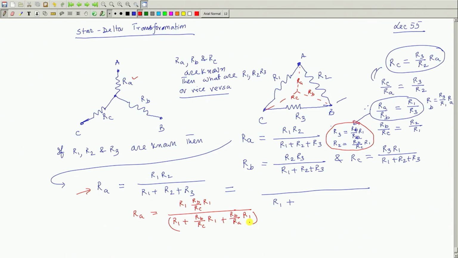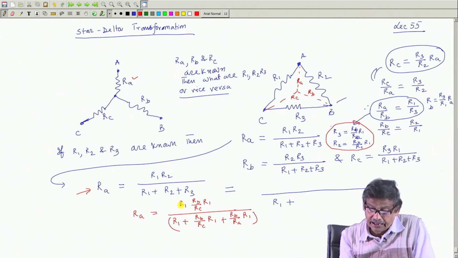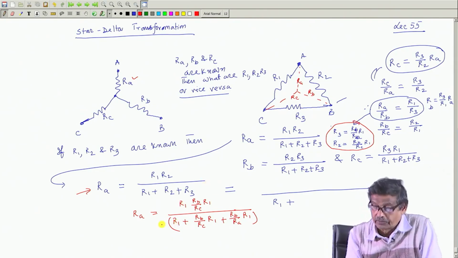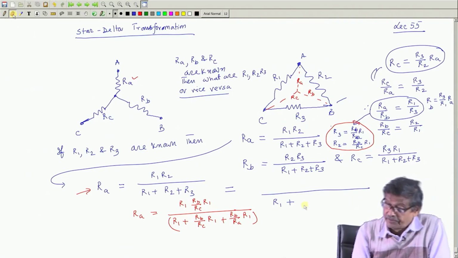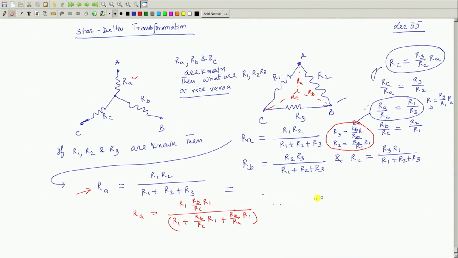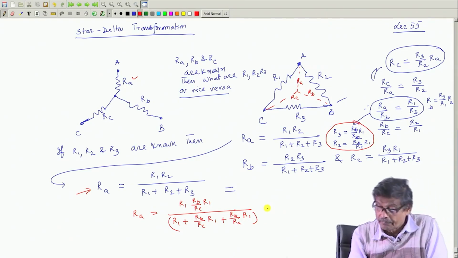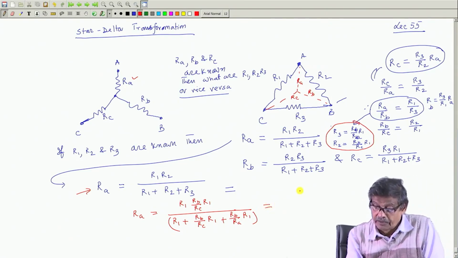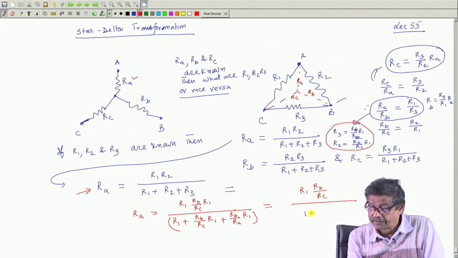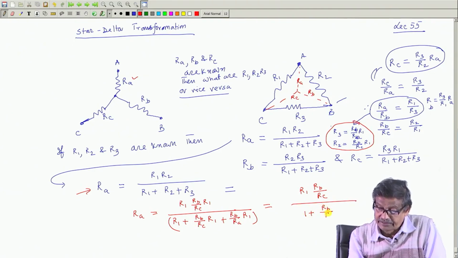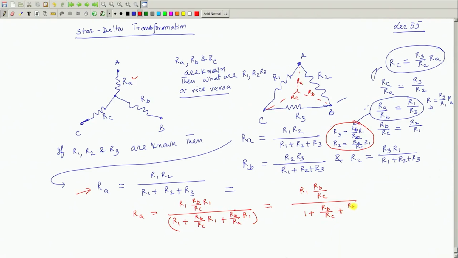This I can write. Then you see that there are R1 squared on the top and one R1 will come out. So, if I clean this up, this will be equal to R1 into RB by RC. One R1 will go and it will be 1 plus RB by RC plus RB by RA. This will be the thing, and that I am telling it is equal to RA.